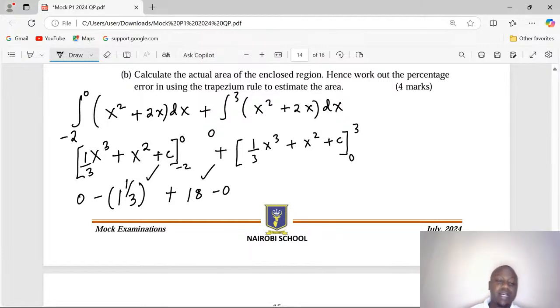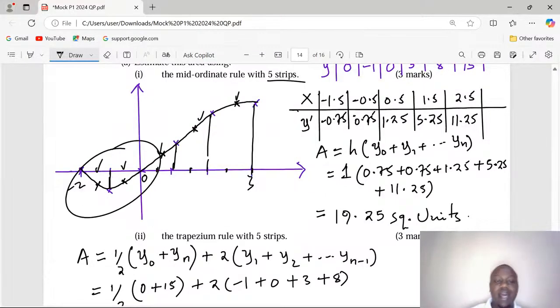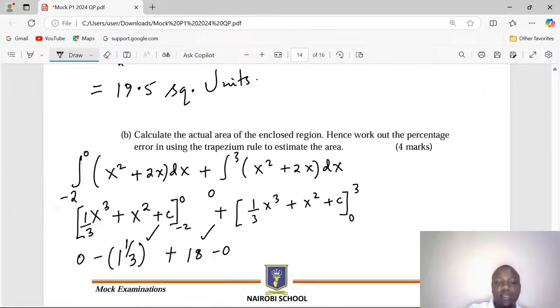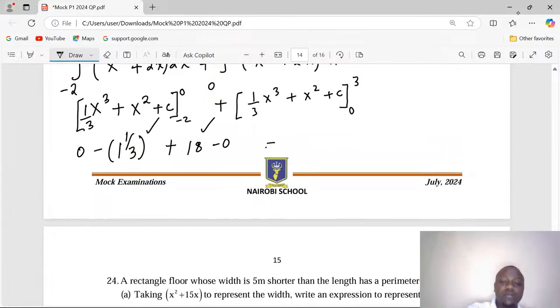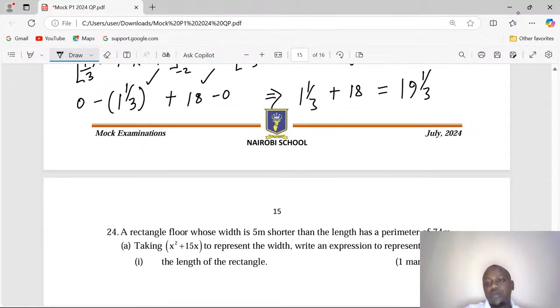Now, for the first area, we are supposed to know that negative a third just means that the area is this one, 1 and a third. The area is just below the x-axis. And so we need its absolute value. So we will take 1 and a third. Then we add the positive area, which is above the x-axis. And this will be 19 and a third square units.